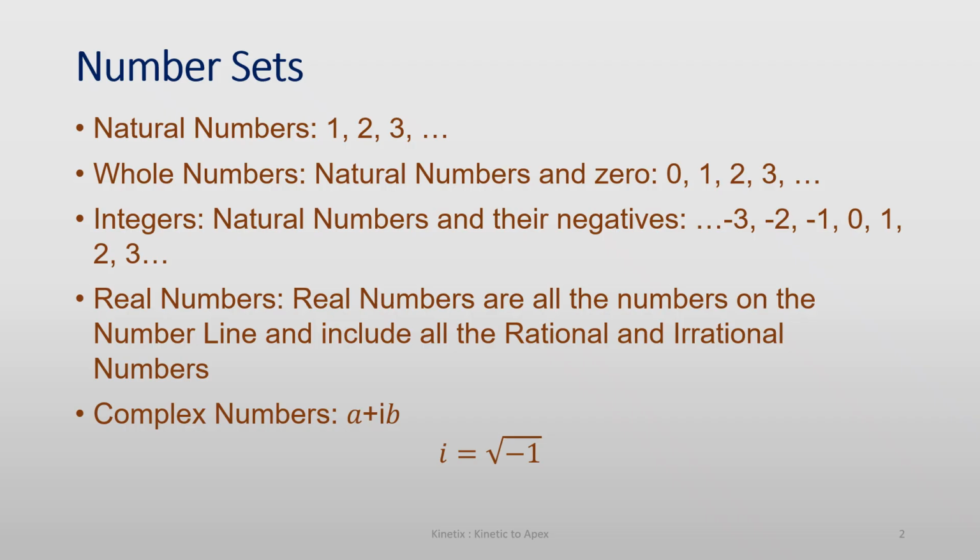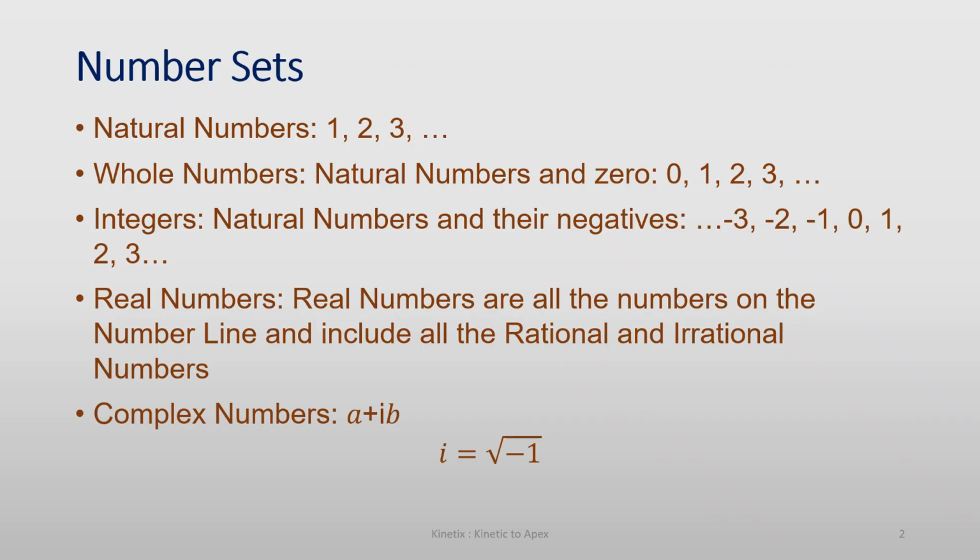What does it contain? It contains the real numbers. Real numbers can be classified into two main types. One is rational number, another one is irrational number. Under rational number comes the first type, that is natural numbers.